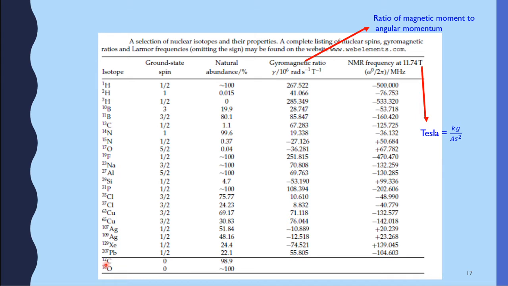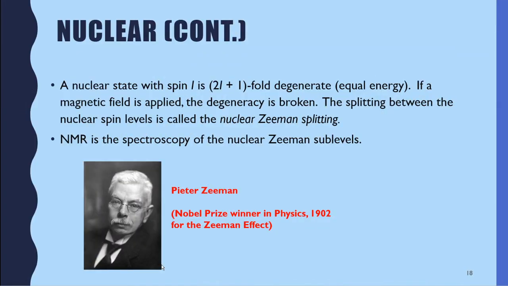So carbon-12, as you can see here, has no spin number, and this oxygen isotope has no spin number, so that's why there's no NMR signal for this. So when this nuclear state has a spin of I, it will have 2I plus 1 energy levels, equal levels of energy. But that is in the absence of a magnetic field. As soon as you apply the magnetic field, the degeneracy is broken, so they will not be equal anymore.